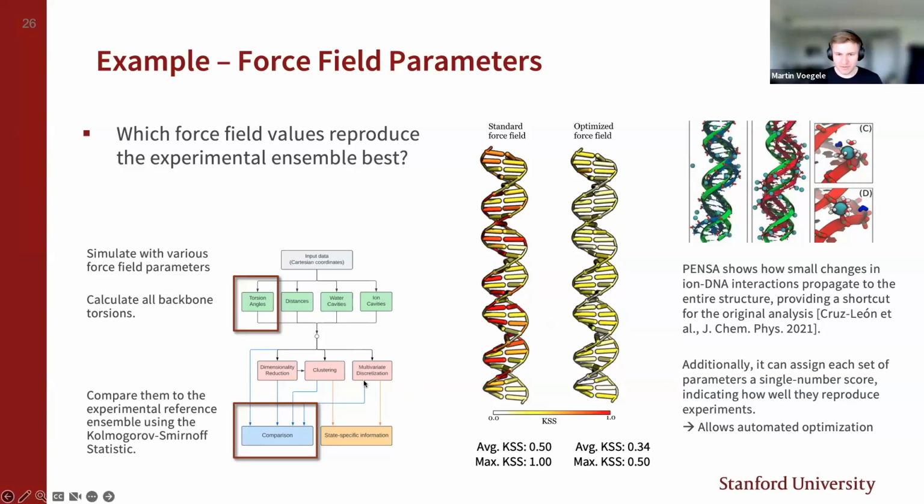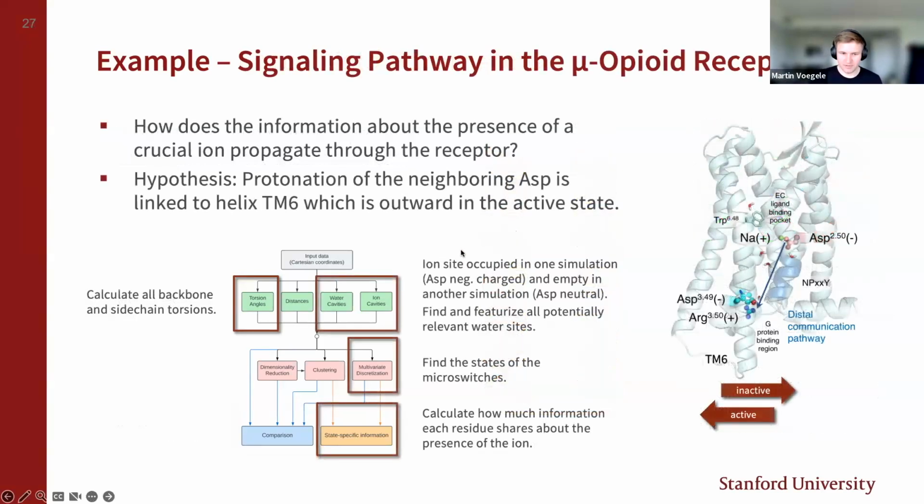Okay, our last example was the G protein coupled receptor. I've already mentioned it when talking about the state-specific information. We want to trace the information flow through the receptor. And what we wanted to know here is how important the presence of the sodium ion is for activation or deactivation of the receptor. Activation usually happens when this helix moves outwards and makes space for the G protein to bind.